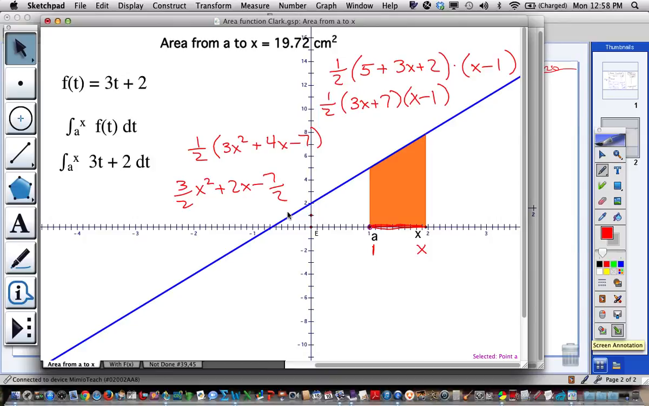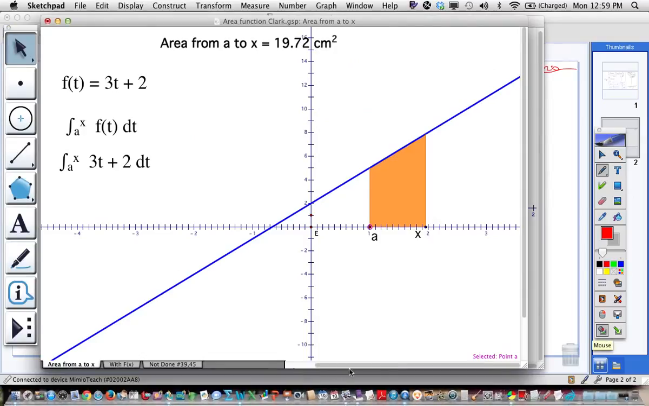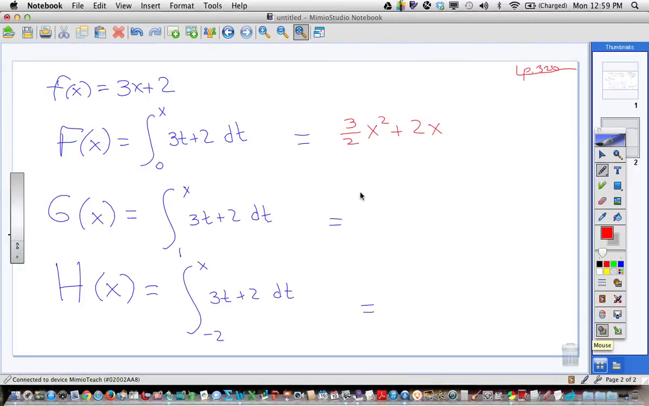Holy mackerel, look at that. There's the c, right? The c is negative 7/2. So now, on the homework, I'm going to want you to do that. It's going to be similar, but just with a different little f function.